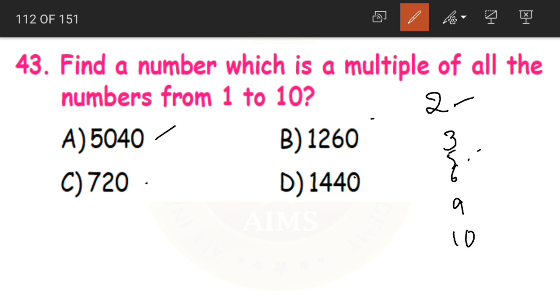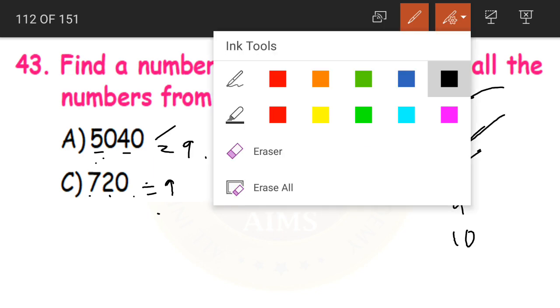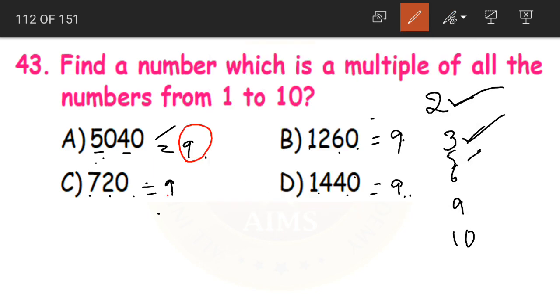Yes. For it to be divisible by 3, the sum of the digits should be divisible by 3. 5 plus 4, 9. 1 plus 2 plus 6 plus 0, 9. 7 plus 2 plus 0, 9. 1 plus 4 plus 4 plus 0 is also equal to 9. All the sums of the digits are divisible by 3. So all the numbers are divisible by 3 as well. And if you observe, the sum of the digits is also divisible by 9. So the given numbers are divisible by 9.